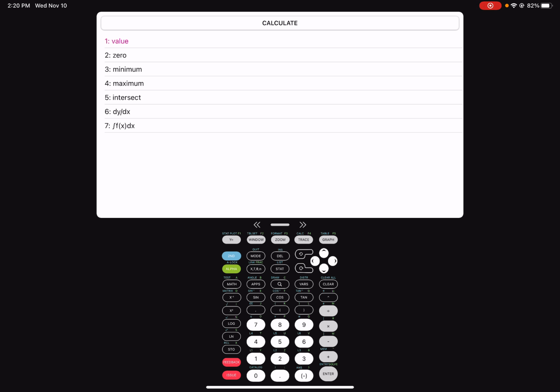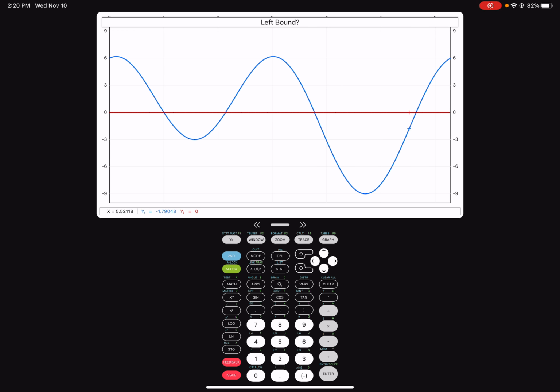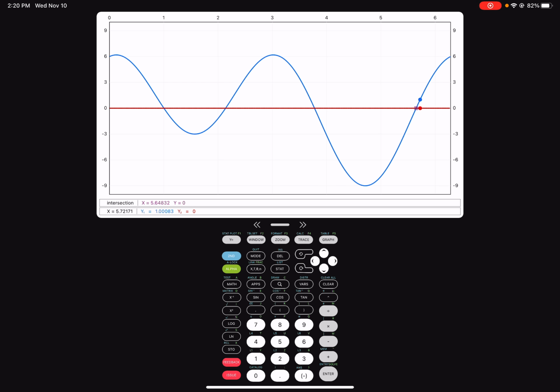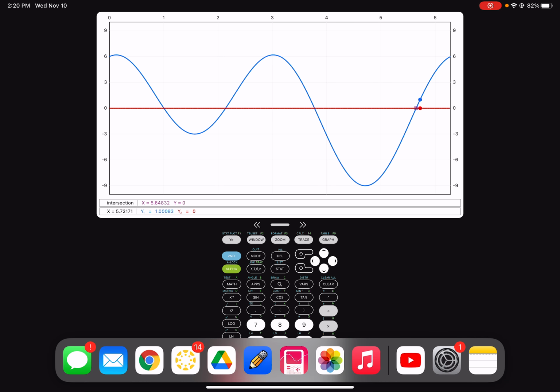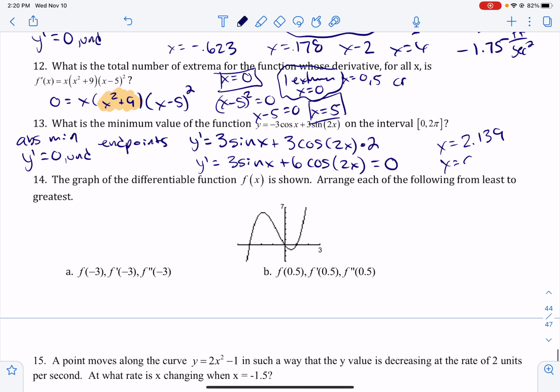So let's second calculate the intersection, and we're going to go here and here. So we've got 5.648. So x equals 5.648. Now I also need to check my endpoints. So x equals 0 and x equals 2 pi, because it wants the minimum value, not a relative minimum. It wants that absolute minimum value.